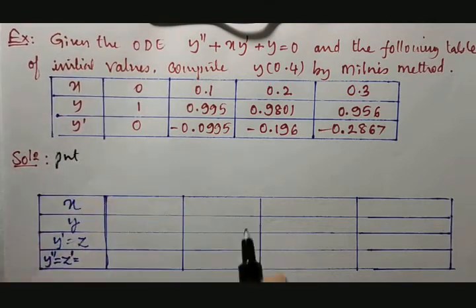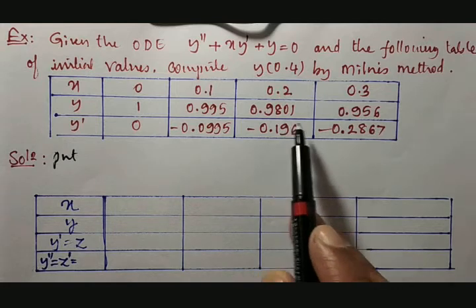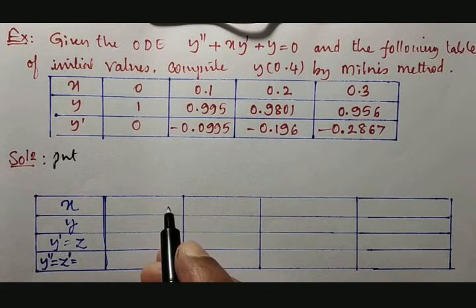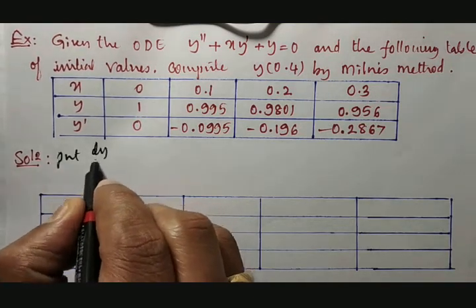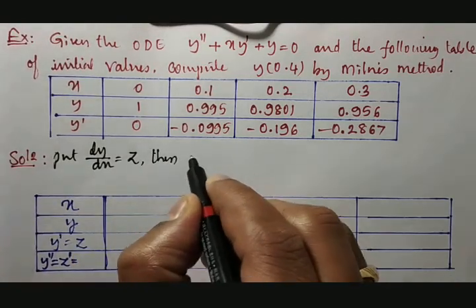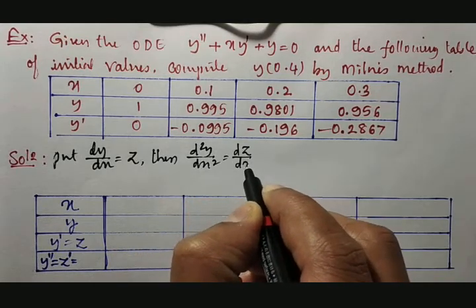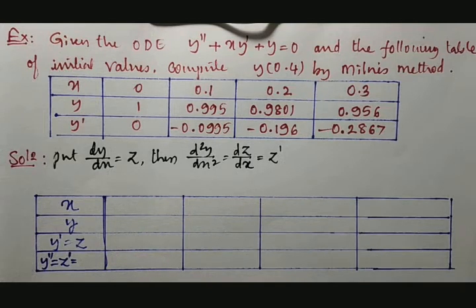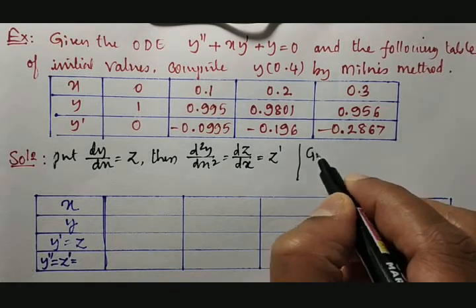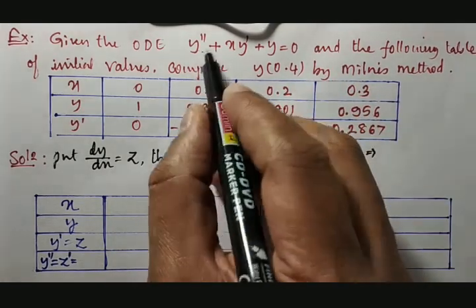Very first, we need to understand the given differential equation is of second order, where Milne's method is not directly applicable unless it is converted into a first order, simultaneous differential equation. For that, what do we do? We substitute dy by dx is equal to z. Then d square y by dx square, which is nothing but dz by dx, will be taken as z dash.